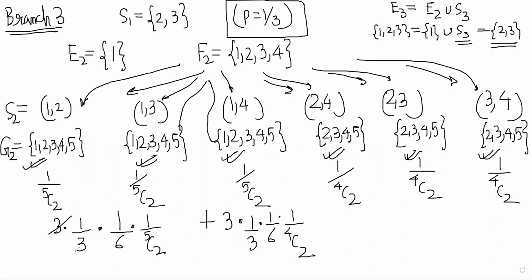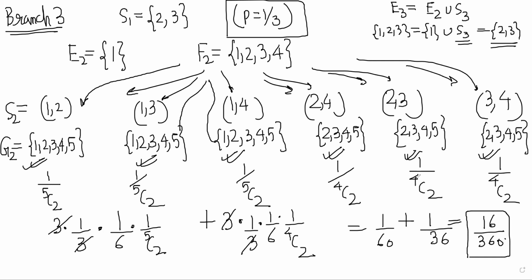So ultimately you are getting 1 by 60 plus this, where 4C2 is basically 6. So it is 1 by 60 plus 1 by 36, right? So that becomes 16 by 360. Let's keep it like that. So this was branch 3 and the probability of getting E1 equal to E3 from branch 3, right?